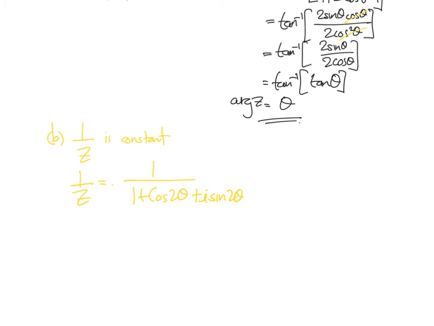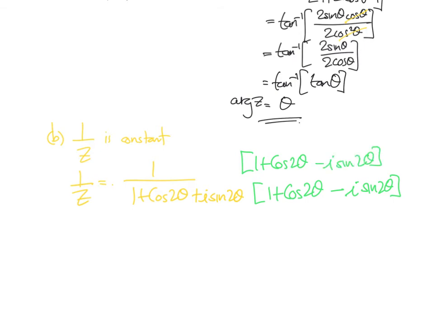Therefore, to approach this question, I'm going to multiply with the conjugate of the denominator. So if I multiply by the conjugate, I get 1 plus cos 2 theta. Remember, 1 plus cos 2 theta represents the x value or the real value, so that's one term, and then minus the imaginary, which is I sine 2 theta. You do the same thing to the top, 1 plus cos 2 theta minus I sine 2 theta.